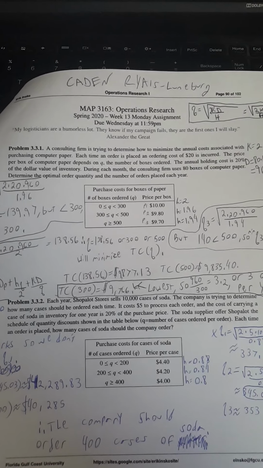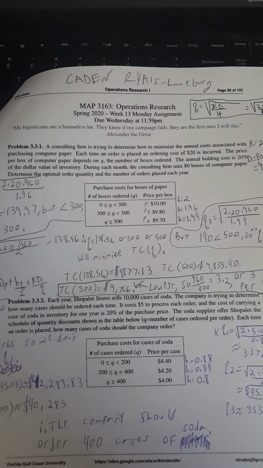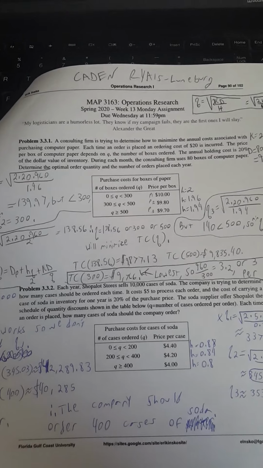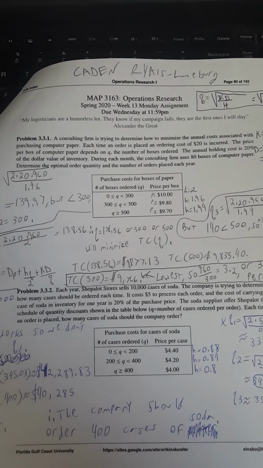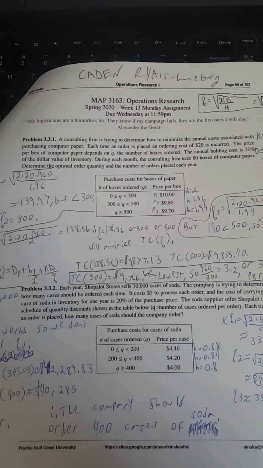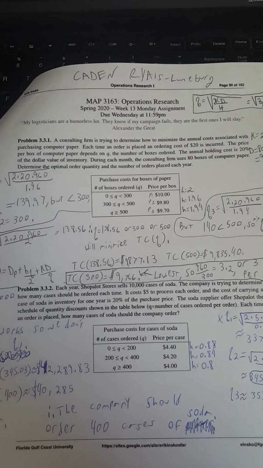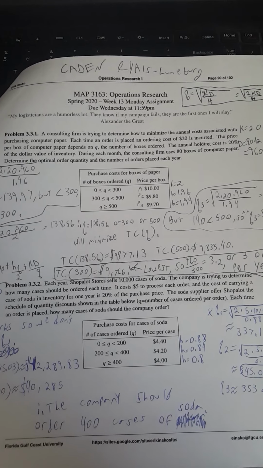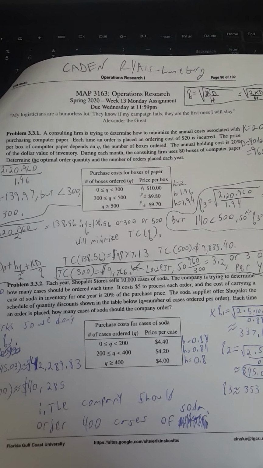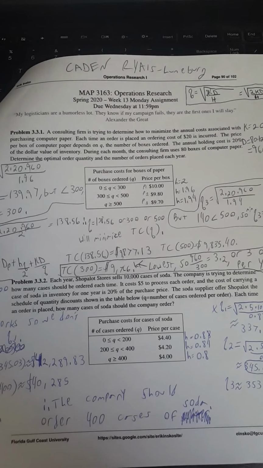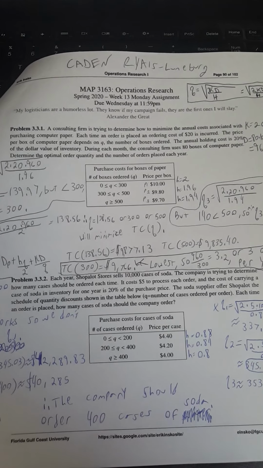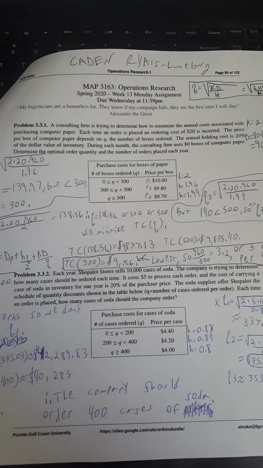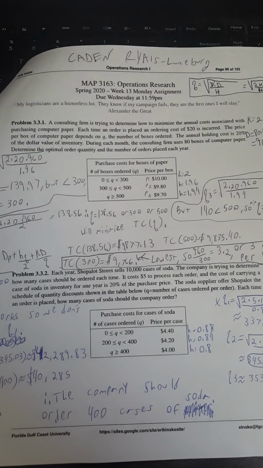Problem 3.3.1. A consulting firm is trying to determine how to minimize the annual costs associated with purchasing computer paper. Each time an order is placed, an ordering cost of $20 is incurred. The price per box of computer paper depends on Q, the number of boxes ordered. The annual holding cost is 20% of the dollar value of inventory. During each month, the consulting firm uses 80 boxes of computer paper. Determine the optimal order quantity and the number of orders placed each year.